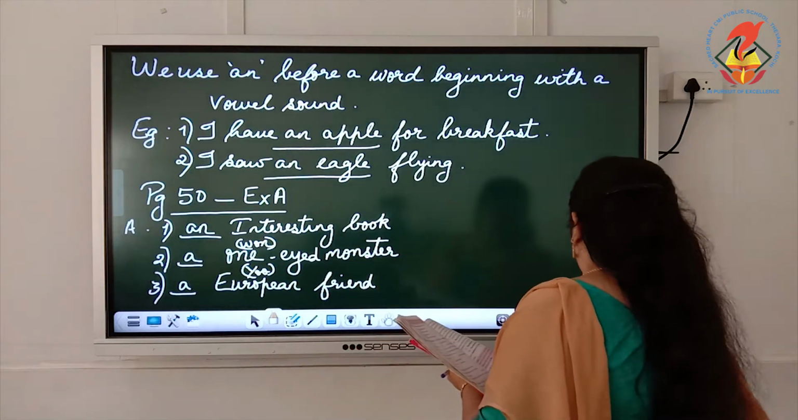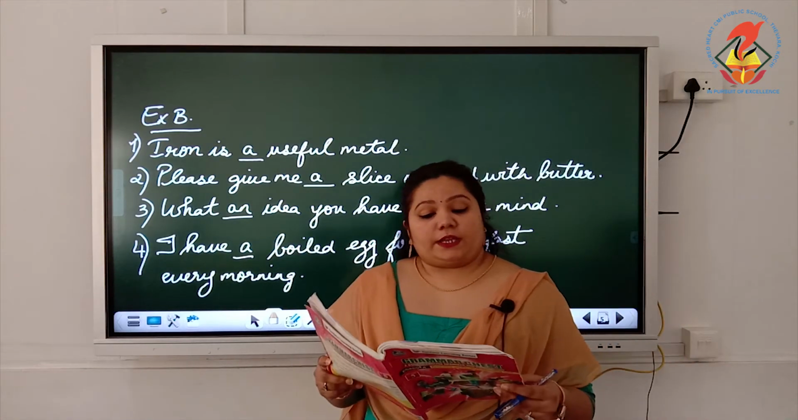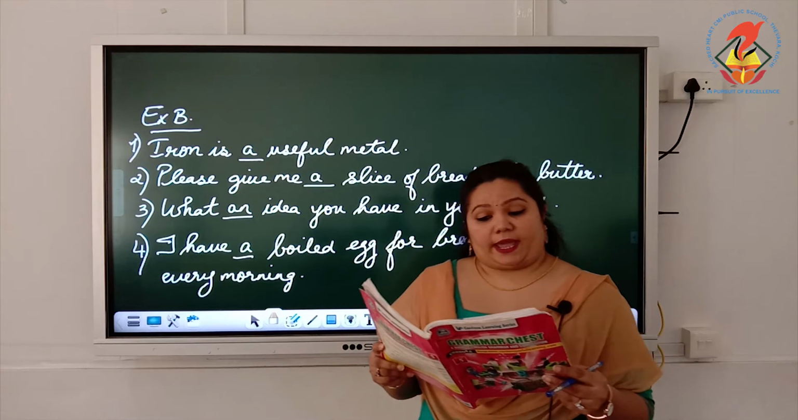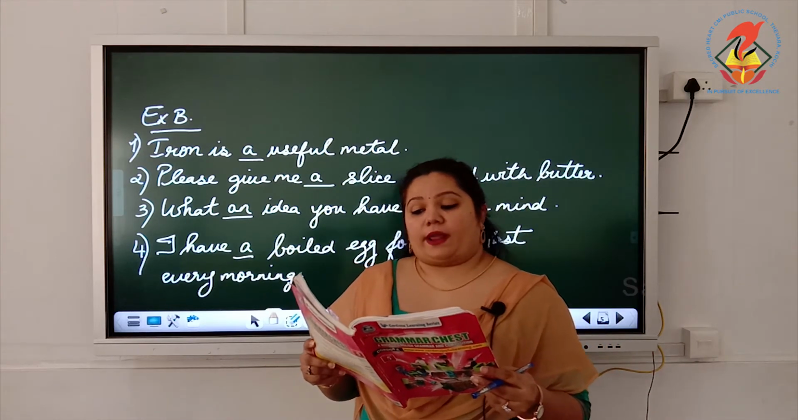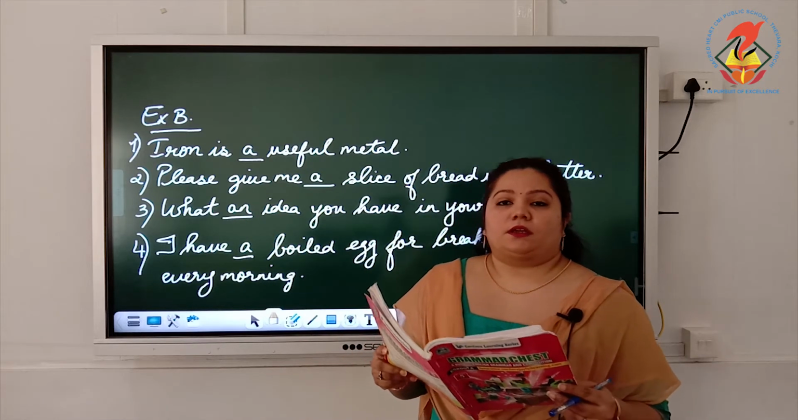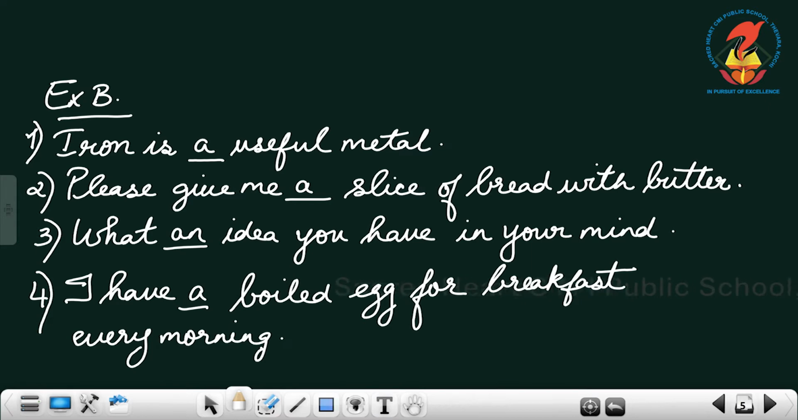Now let us see exercise B on page number 50. Fill in the blanks with article a or an and put an X where neither a nor an is required. Just look at the first one. Iron is a useful metal. Iron is a useful metal because it has U. U is taken as a consonant. So we write here, iron is a useful metal.